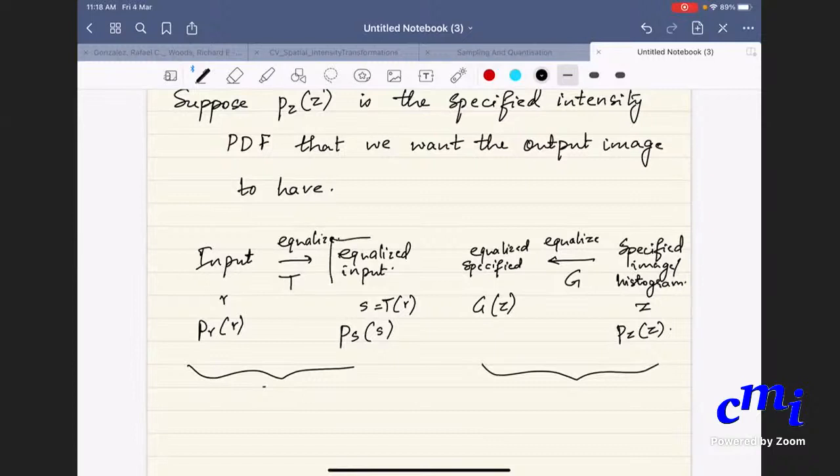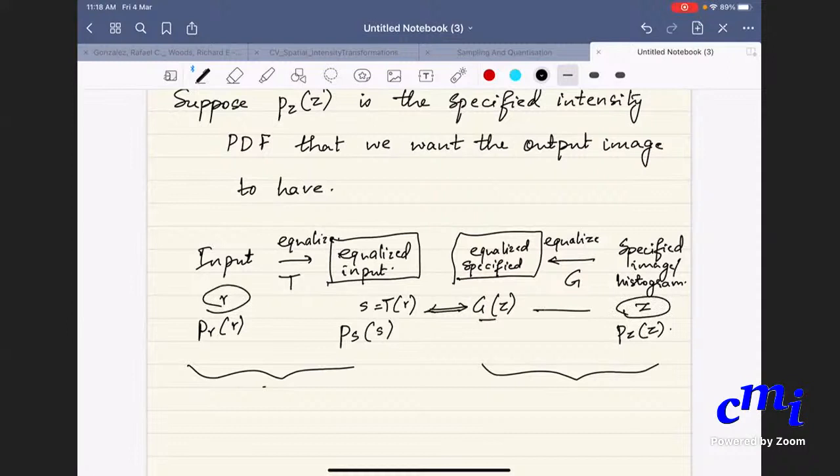Now what we do is we match this equalized histogram with this equalized histogram. We find the matching between these two, and then use this matching to get what should be the corresponding matching between the original intensities. We know how to go from G(Z) to Z. We know how to go from S to R. So first we match the equalized histograms and then match the original input with the specified inputs. That is the process of histogram matching.